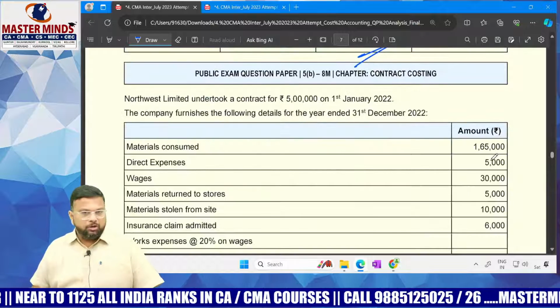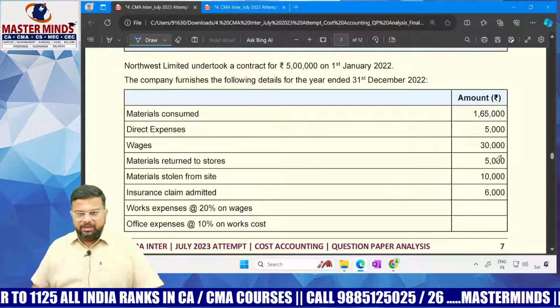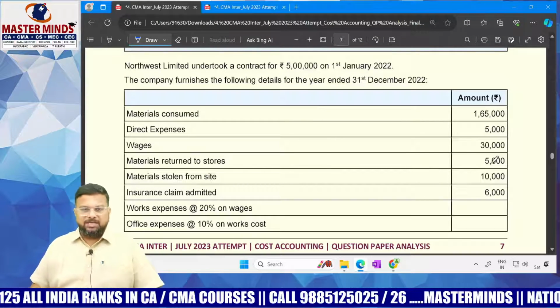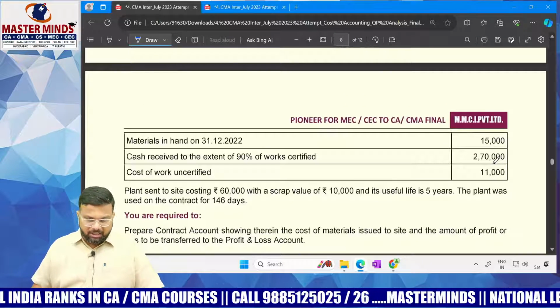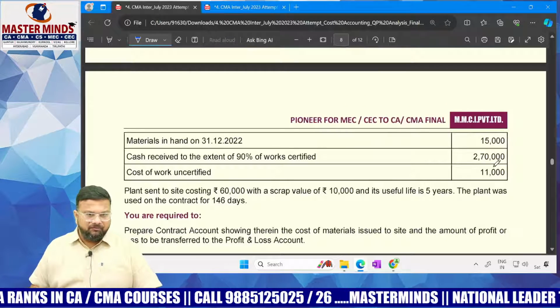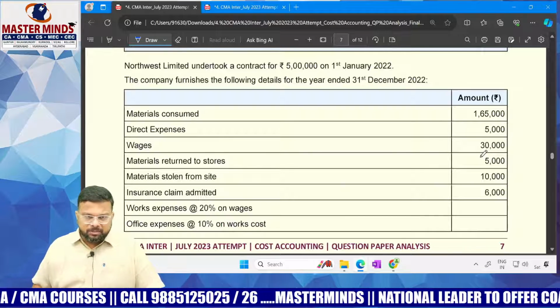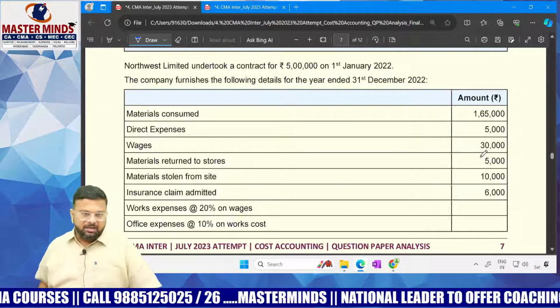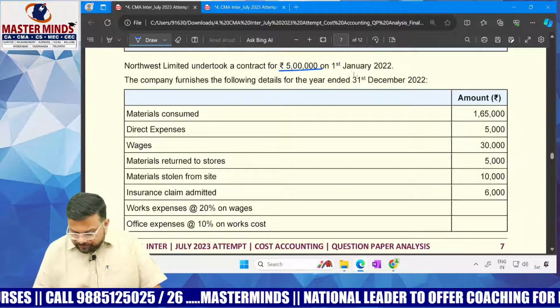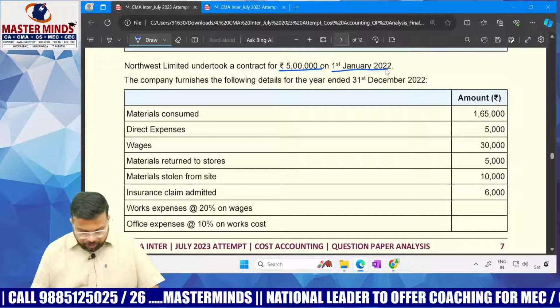Okay. Next, contract costing. It's a basic question that is given in contract costing. Same kind of questions are there in your material. So you just need to fill up the proforma and the problem will be done and dusted. Right. So material consumed is given, direct expense is given, wages are given. Contract price is how much? 5 lakhs on 1st January 2022.